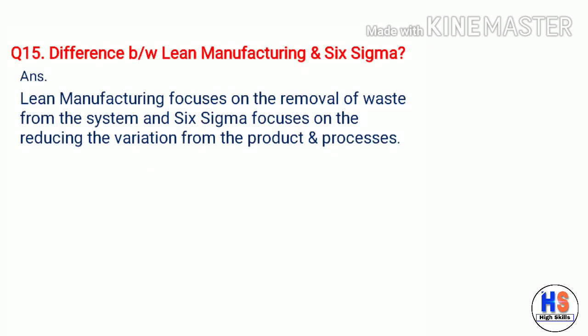First is DFMEA, which is design failure mode and effects analysis, and second one is PFMEA, process failure mode and effects analysis. Let's move to the next, 15th question: difference between lean manufacturing and Six Sigma. It is also a very important question. Its answer is: lean manufacturing focuses on the removal of waste from the system and Six Sigma focuses on reducing the variation in the product and processes.